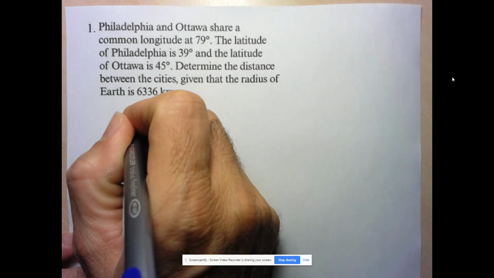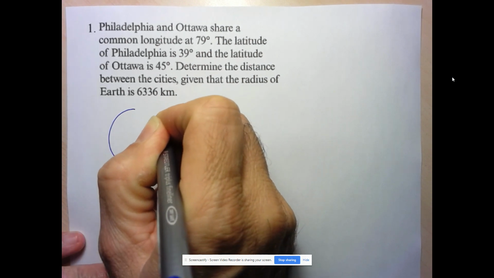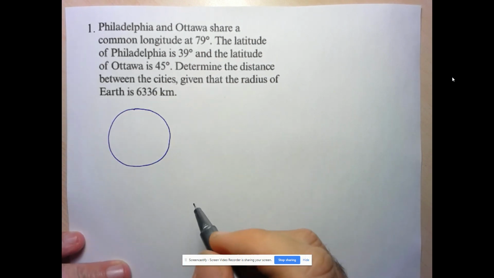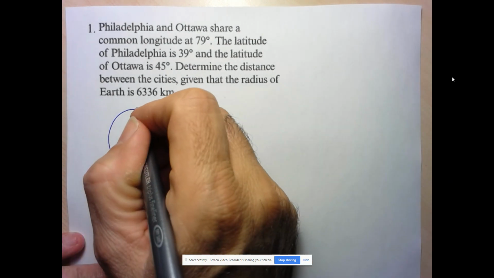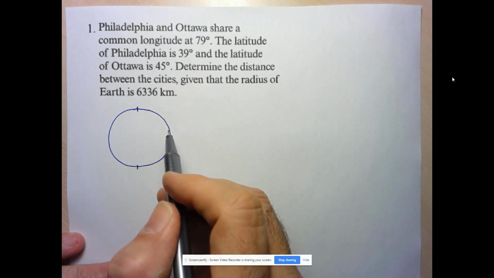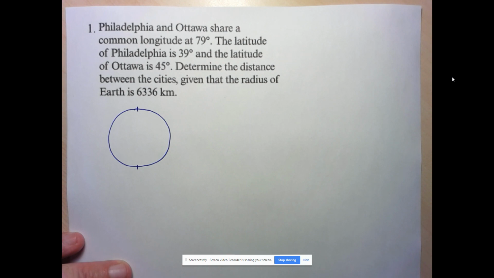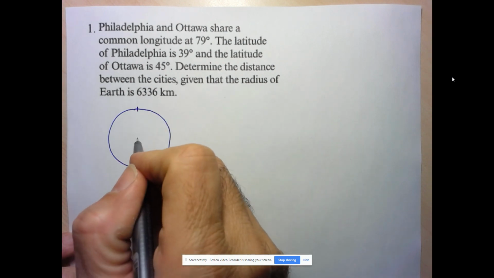So let's draw a representation of the Earth here. Okay, now remember that longitudes are the ones that go from north to south. So let's say the edge here is longitude 79, to make it easy. And latitudes are the angles from the equator, okay?